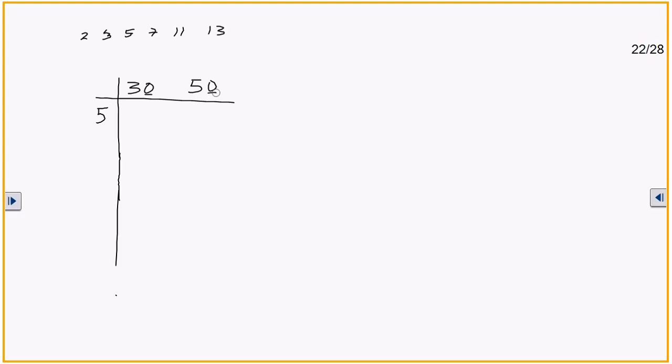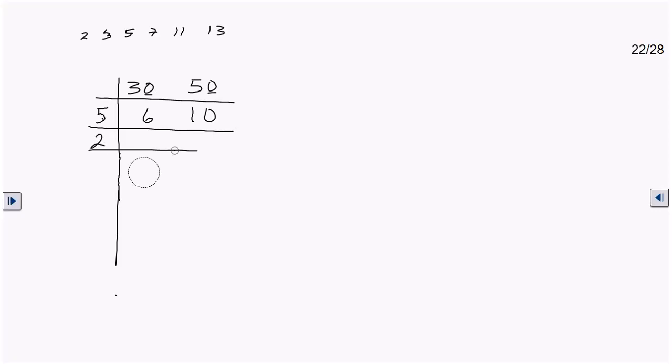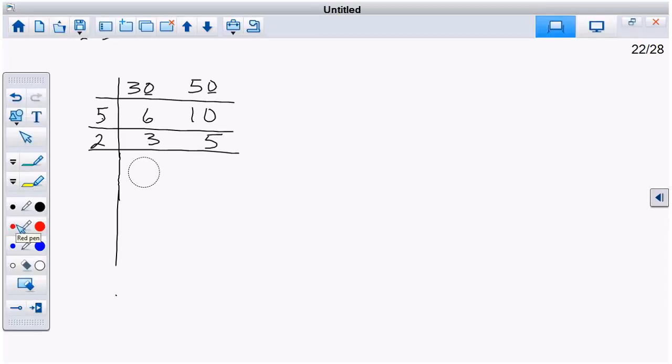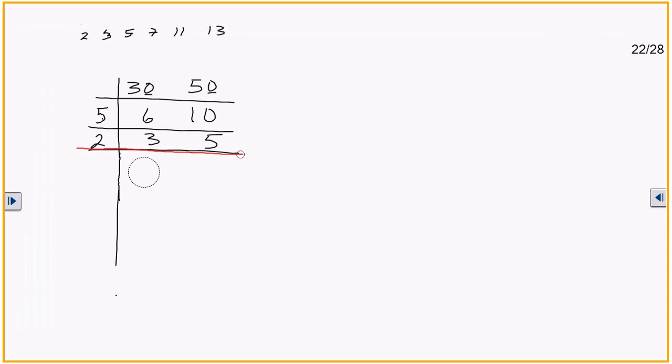5 will go into 30 6 times. 5 will go into 50 10 times. Can I divide anything into these two? Yes, you can divide by 2. And that'll give you a 3 and a 5. Up, real math stops. Why does the real math stop? The real math stops because nothing will go into 3 and 5. Well, 3 will go into 3, but 3 won't go into 5. Well, 5 will go into 5, but 5 won't go into 3. So the real math stops.